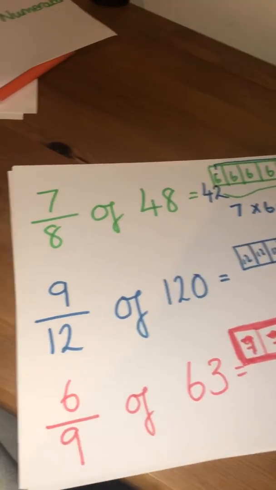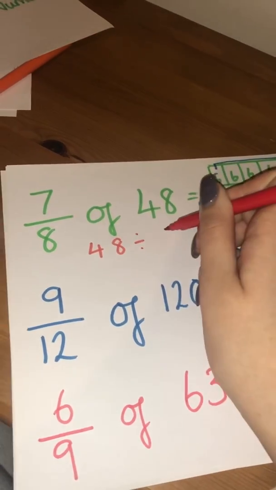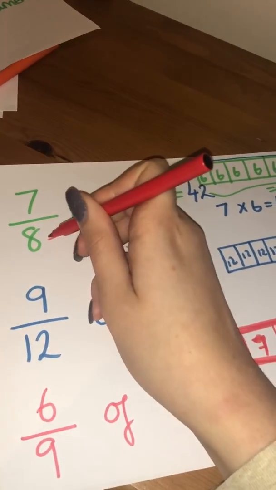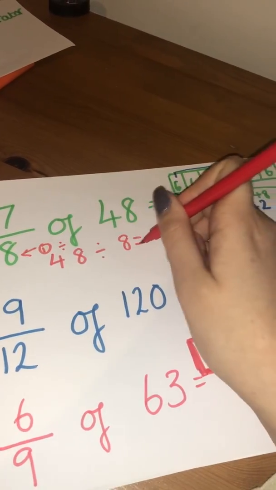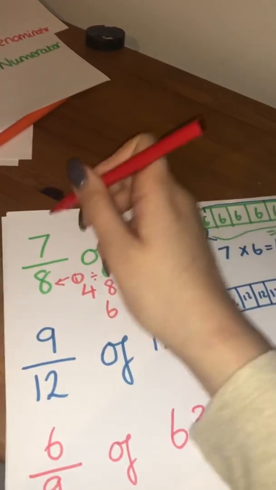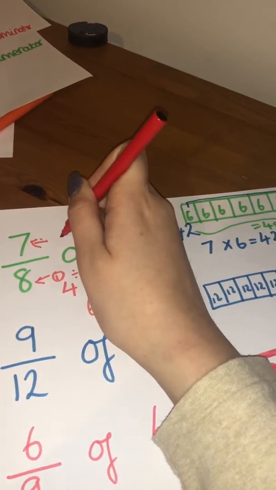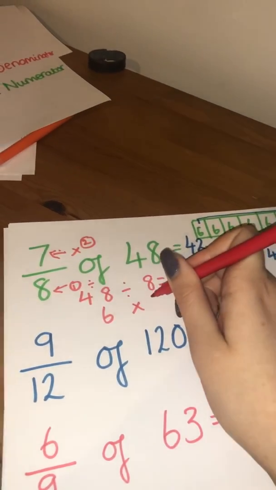If you chose the other way, you could have done 48 divided by the denominator, which gives me 6, and then you could have done 6 times the numerator second, times 7, which gives me 42.